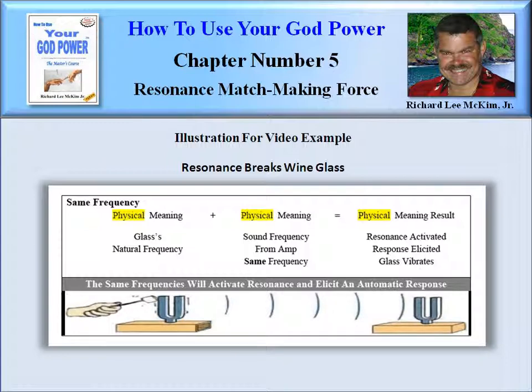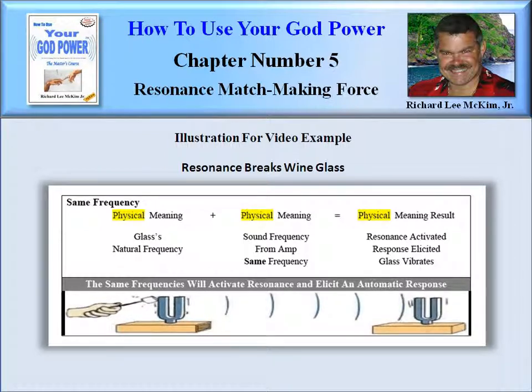Okay, let's look at this illustration. Same frequency. Physical meaning. Glass's natural frequency. This is the wine glass. Then you have the physical meaning that you have a sound frequency from an amp that's the same frequency. That's the physical meaning. What do you get? You take the glass's natural frequency on the one hand, and then you create the same frequency from an amp, and you put the sound toward the glass, and what do you get? The physical meaning result? Resonance is activated. A response is elicited. Glass vibrates.